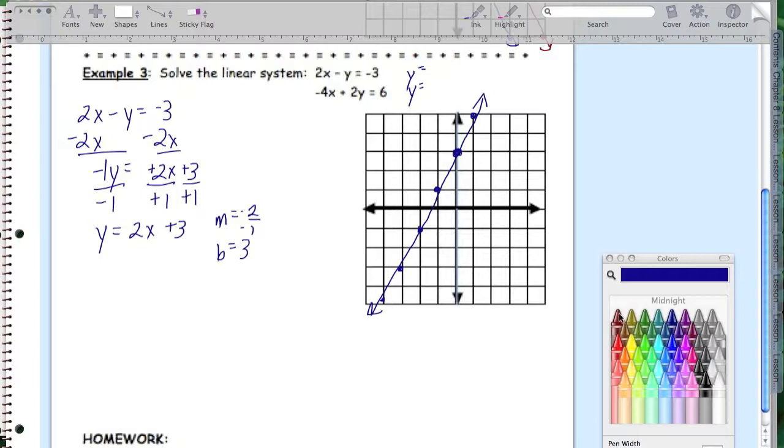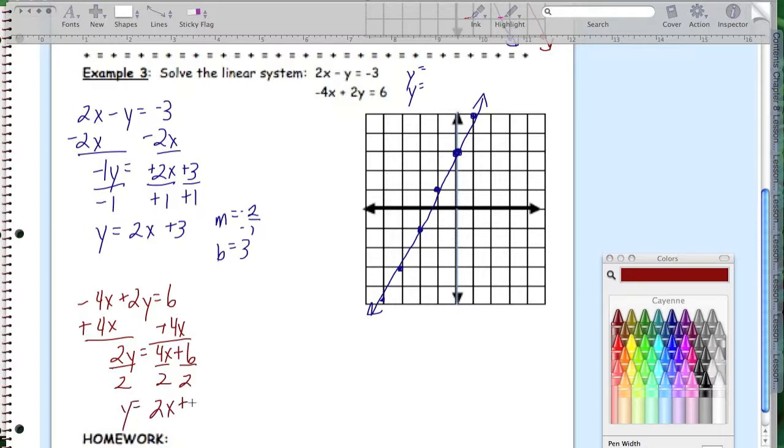Okie dokie. Let's try the second one. Second one is negative 4x plus 2y equals 6. So I'm going to add 4x to both sides. I get 2y equals 4x plus 6. Divide everything by 2 to get that y by itself. y is equal to 2x plus 3.